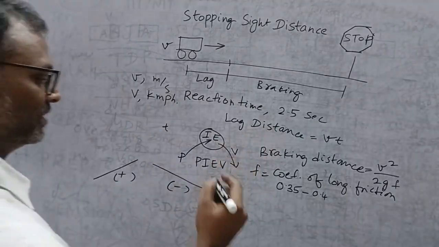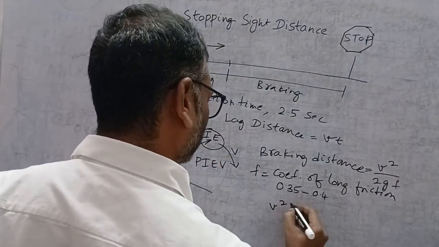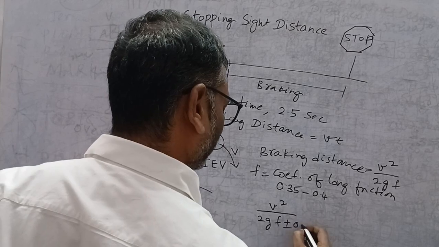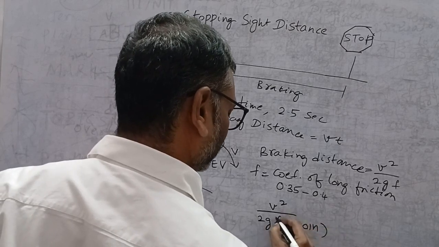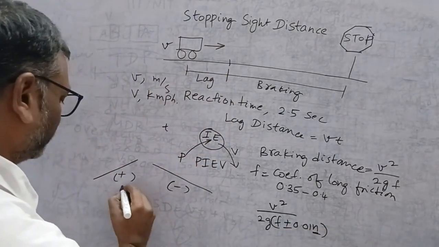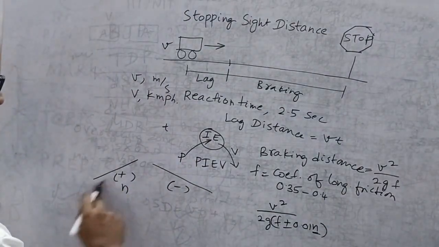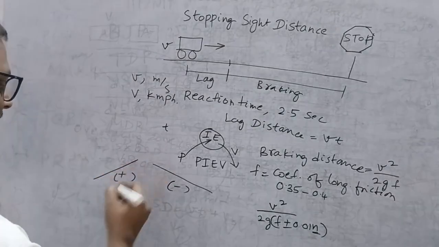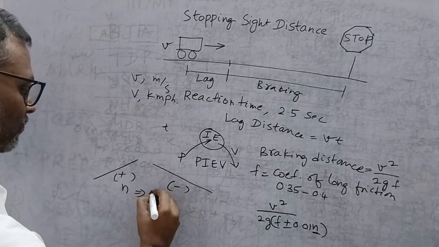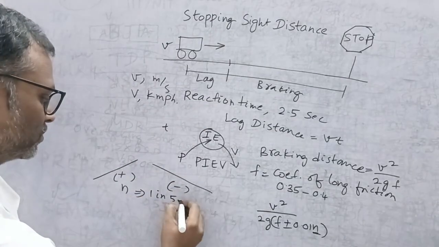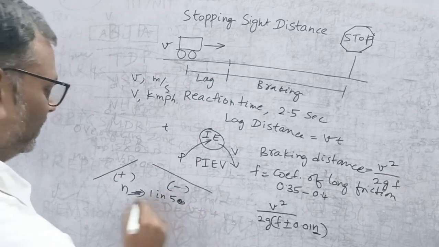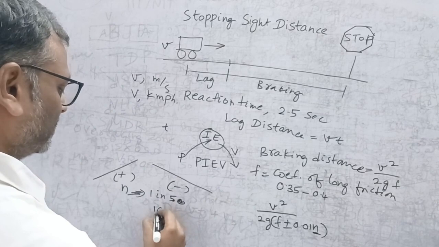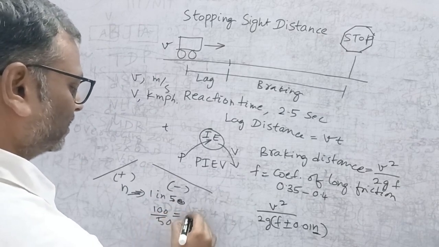If the grade is given, then that becomes v square by 2g(f plus or minus 0.01n), where n is the grade of the road in percentage. If the grade is given as, suppose, 1 in 50, then in percentage it is 2%, that is 100 by 50 becomes 2%.